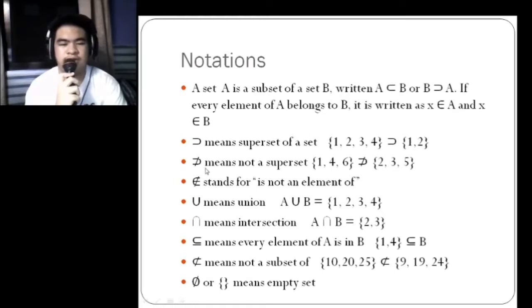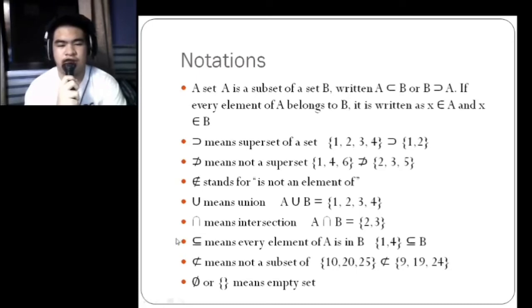Now, this symbol means not a superset. For example, the set {1, 4, 6} is not a superset of the set {2, 3, 5}. Now, this symbol means it is not an element of. This letter U means union; A union B is {1, 2, 3, 4}, which means that A and B have combined. While this inverted U means intersection; A intersection B is {2, 3}. An intersection means the numbers which the two sets share.